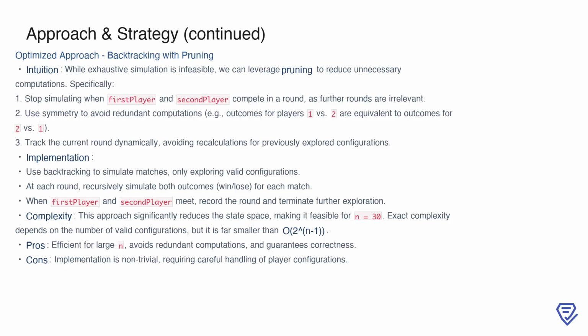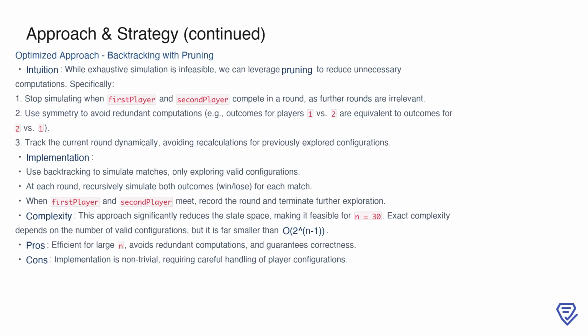For instance, the outcomes of players 1 versus 2 are equivalent to 2 versus 1. Additionally, we can dynamically track the current round, avoiding redundant recalculations. In terms of implementation, backtracking is used to simulate valid match outcomes recursively. At each round, both win and lose scenarios are explored for each match. When the two players meet, the result is recorded, and further exploration is terminated early.